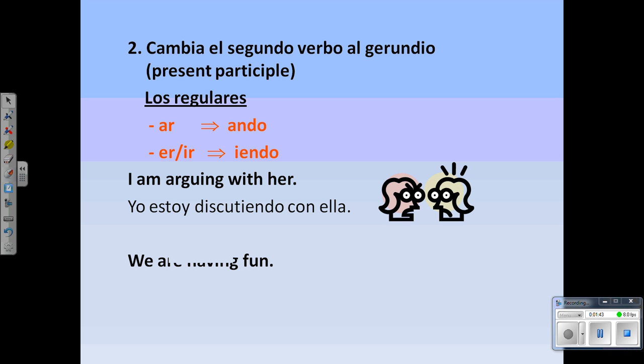Another example. We are having fun. Do you remember how to say to have fun in Spanish? It's pasarlo bien. So we are, nosotros estamos, okay? And then you have pasarlo bien. So in this situation, you have to take pasar, take off the -ar and add -ando. You have the lo, you're going to put that in front of the conjugated verb, which is estar. So it's nosotros lo estamos pasando bien. Pronouns go in front of the conjugated verb in a sentence.